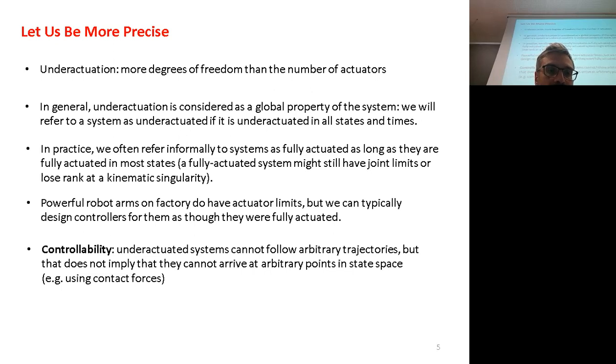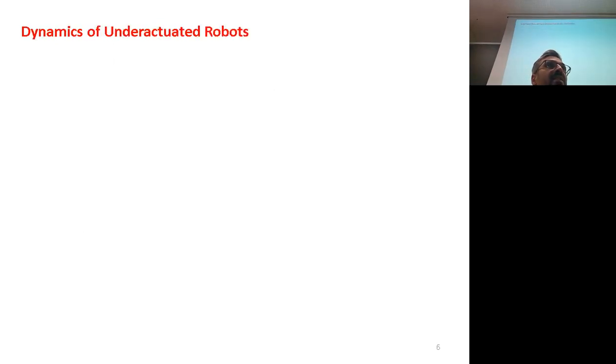So controllability and underactuation are not synonymous. We could have, even in an underactuated system, as we saw, some controllability. We cannot follow arbitrary trajectories, but this doesn't imply that we cannot arrive at some states in the state space using different strategies. For example, using the contact forces, and we see that a legged robot is doing exactly that. It's driving its underactuated mass, which is the trunk, by the action of contact forces.